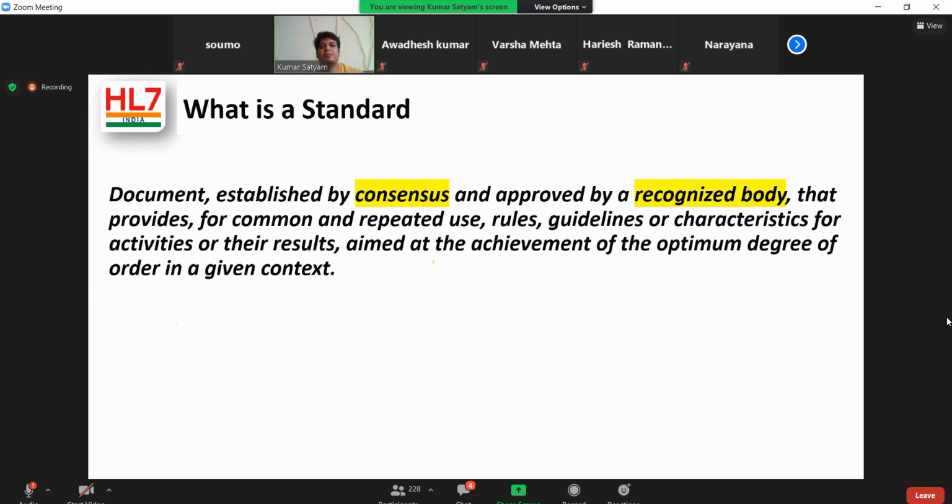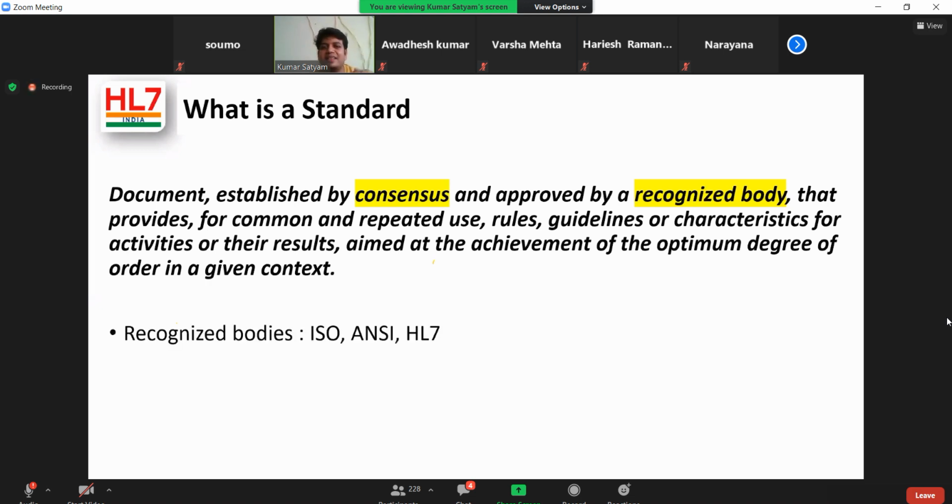Okay. So we talked about interoperability. Now we talk about standards, because we are going to talk about FHIR. Standards are documents which are established by consensus and approved by a recognized body for a particular use case, right? That's the basic definition of a standard. Nothing more, nothing less. It's something that has been agreed upon by consensus and approved by a recognized body for a specific use case.